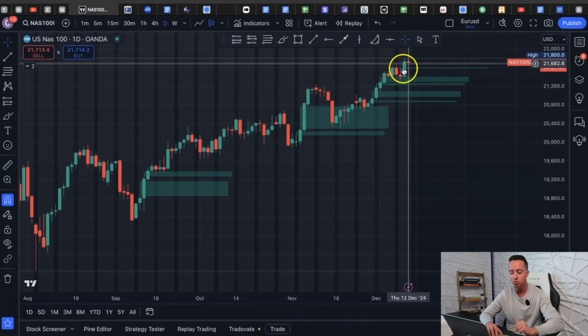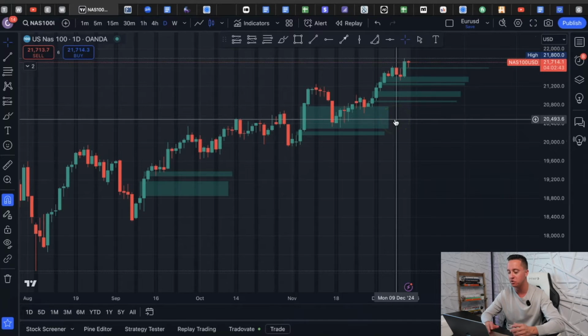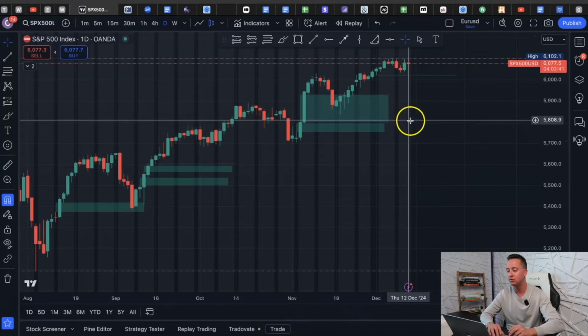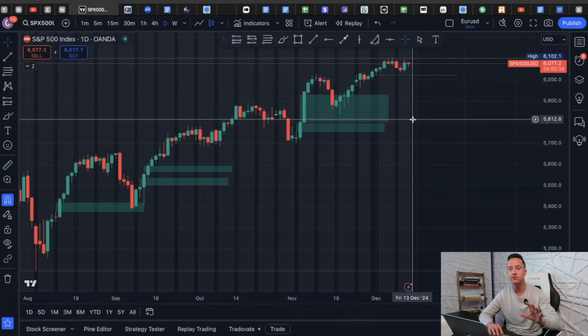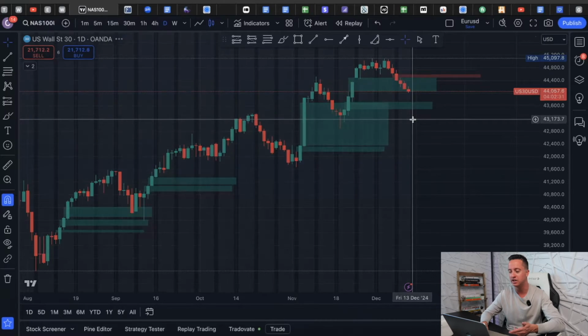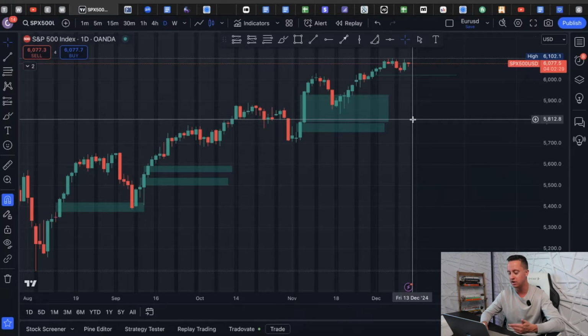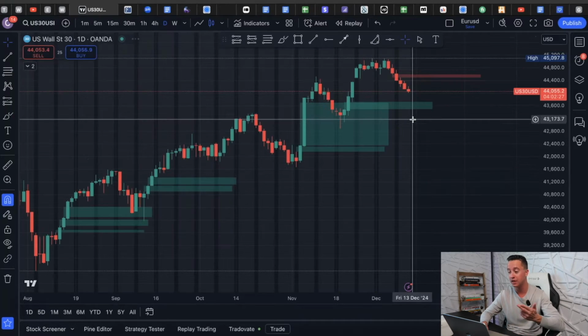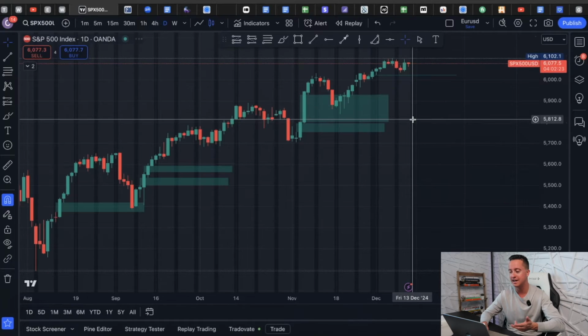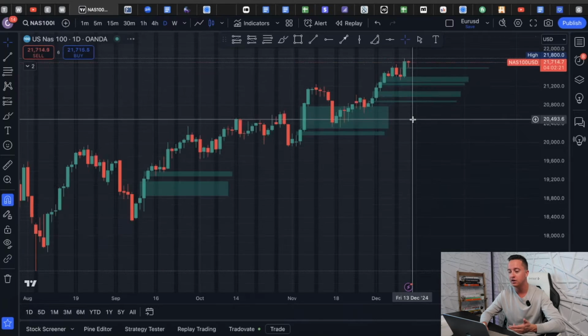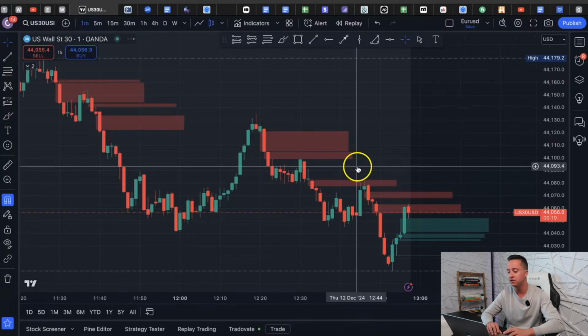So we can see we're extremely bullish right now on NASDAQ, and the same thing with the S&P 500. So I've noticed that NASDAQ and the S&P 500, they correlate more together than US30 does with either. So you can see the trend and the chart just look way different on US30 versus on NASDAQ and the S&P 500. Now let's go down to the 1 minute chart.